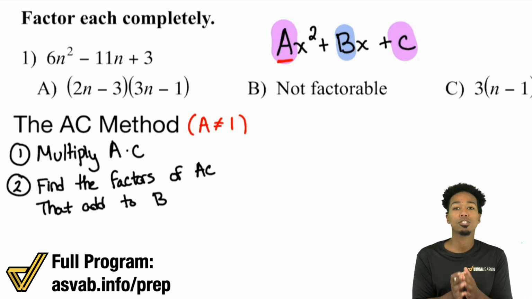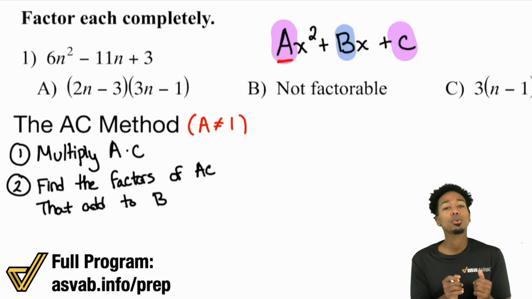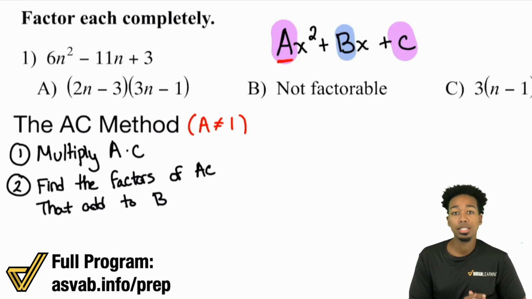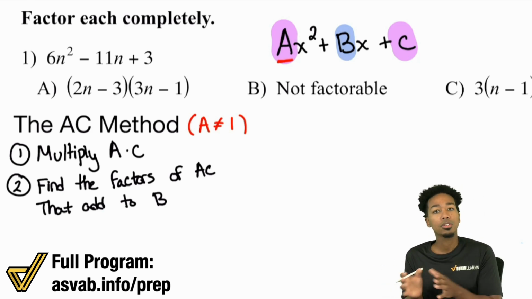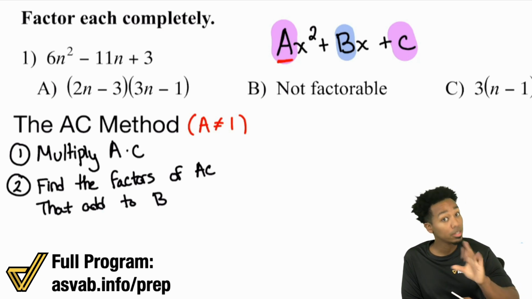Except, again, the first step changes, because instead of just doing the factors of C that add up to B, you're doing the factors of AC, so the product, A times C, that add up to B. That's the difference there, okay? Then you're going to go ahead and find out which of those factors adds up to B. But here's another difference now.